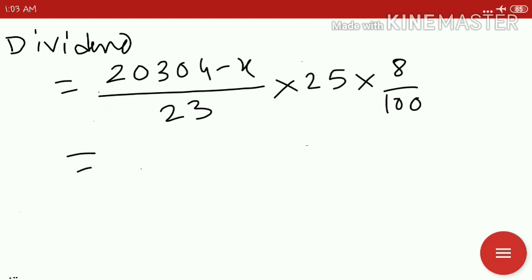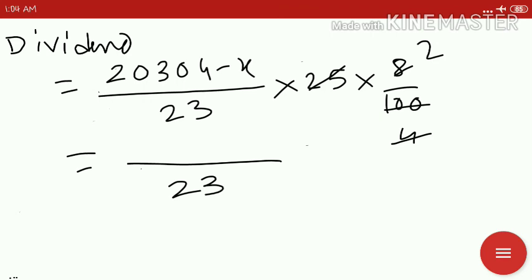If we calculate it, you will get 25 into 100, that is 4, and 4 into 8, that is 2. So 2 is going to multiply with the numerator 20304 minus X, and 23 will remain in the denominator. If you multiply, you will get 40608 minus 2x by 23. No need to calculate it any further.